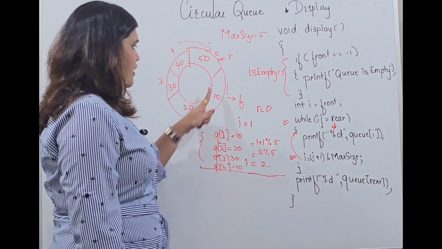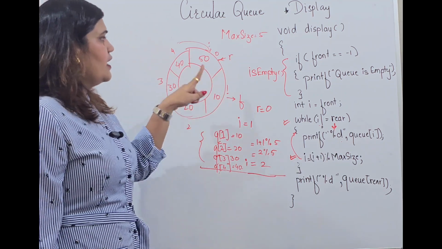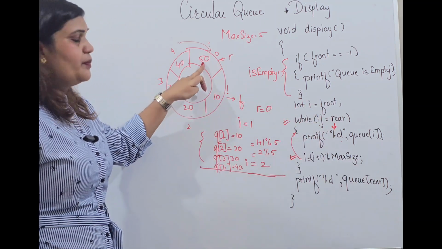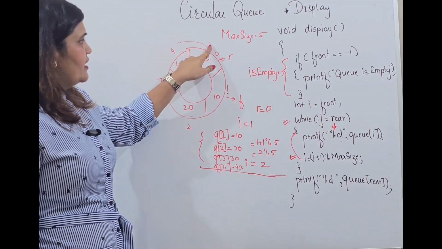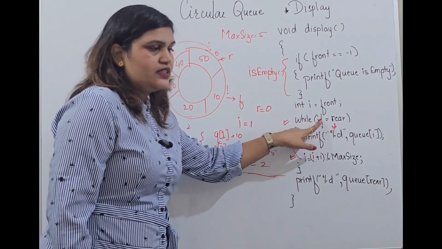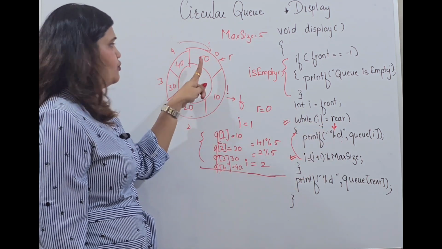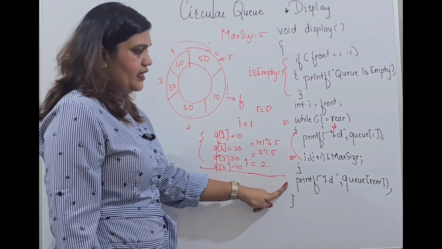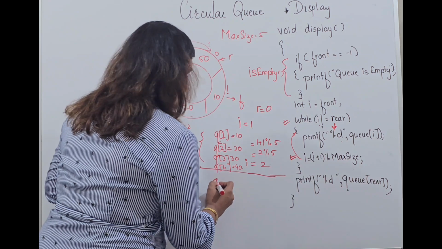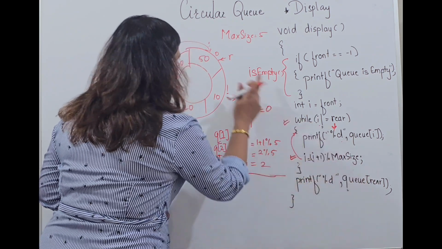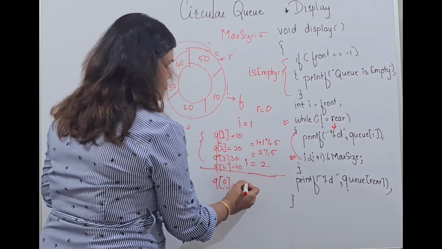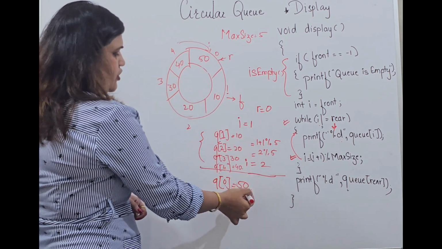You can see I have traveled through my loop till my i is not equal to rear. Once the value of i is equal to rear, it will stop. That means it will not print this 50. When my i is pointing here, my rear is 0. It is going to compare the value and come out of the loop, because I need to print the rear value also. So I am printing the value printf %d q of rear. My rear is 0. Q of rear is equal to Q of 0, which is 50. So 10, 20, 30, 40, 50.